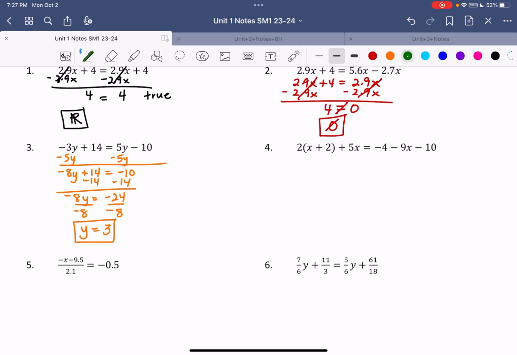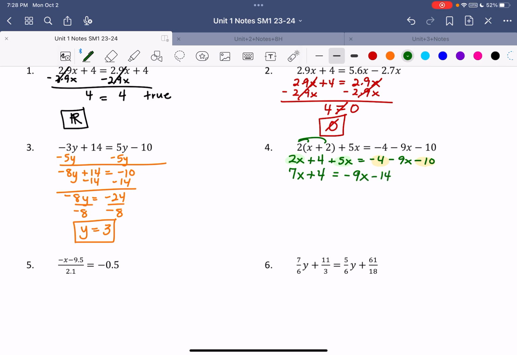Number 4, we have some distributing to do. We got to get rid of those parentheses. So we'll distribute. Distribute just means multiply. So 2x plus 4, plus 5x equals negative 4 minus 9x minus 10. Now I'm going to look for like terms because there's a lot of stuff going on. So on the left-hand side, I can combine my variables. And on the right-hand side, I can combine my constants. So on the left, I get 7x plus 4. And on the right, I'm going to put my variable first, so negative 9x minus 14.